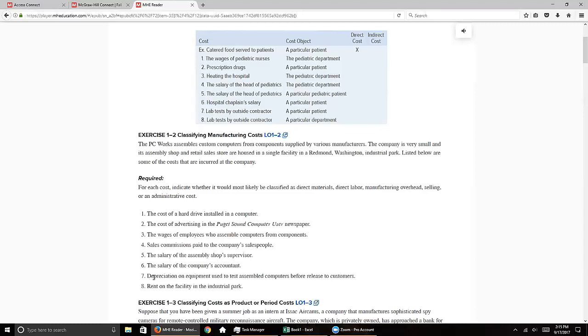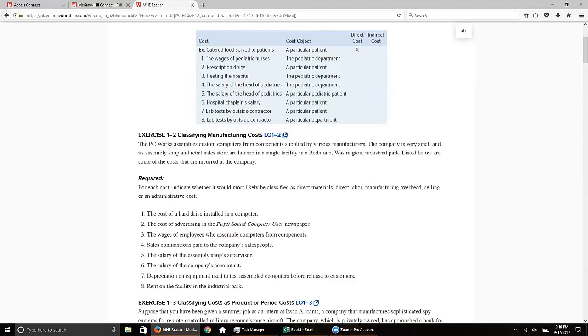Number 7 said depreciation on equipment used to test assembled computers before release to customers. So we can ask again, is that going on in and around the factory? Is it helping to get our product ready to sell? So this one's a little bit tricky in the sense that we're saying the computer's already finished and we're testing them for presumably some kind of quality. But the key is they're not ready to sell to customers until this testing has been done.